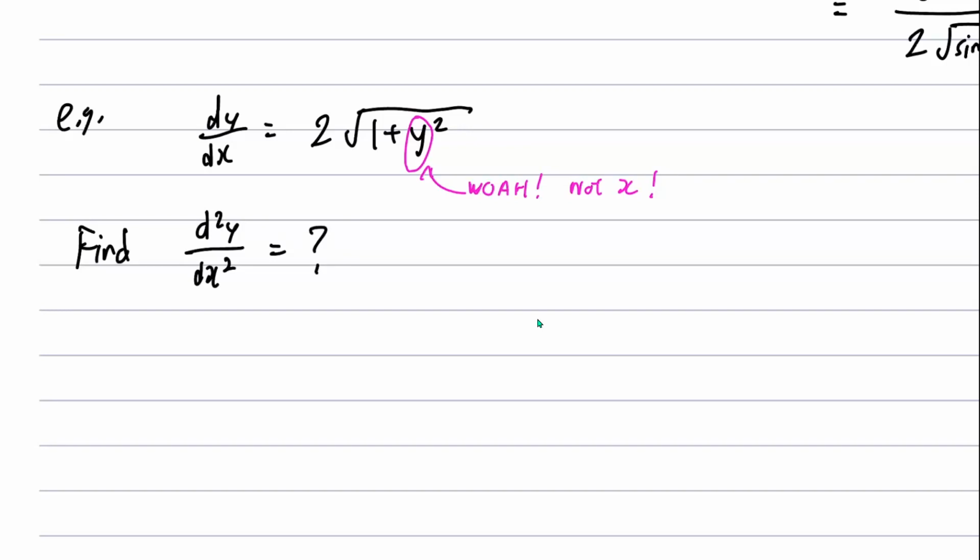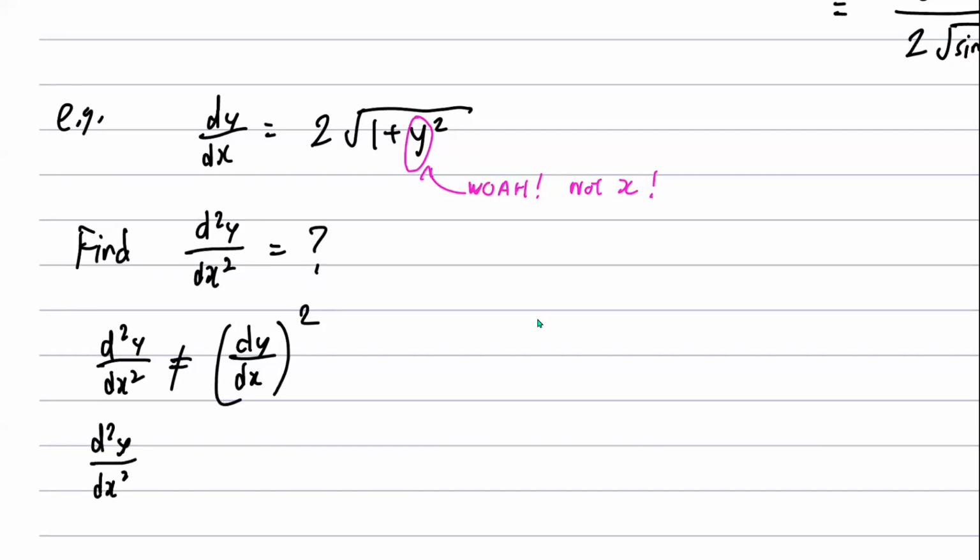Okay. How? Very simple. How do you get d2y by dx squared? Just please remember that this is not equal to dy by dx power 2. Never equal. What is it actually equal to? How is it related to the first derivative? Yeah, it's the derivative of the first derivative.